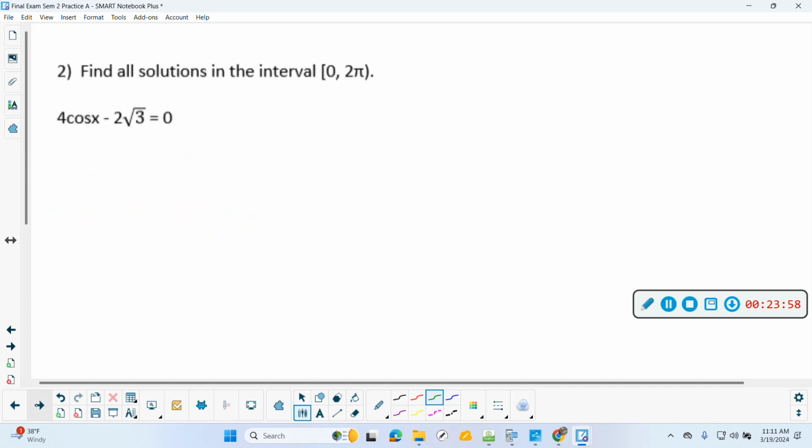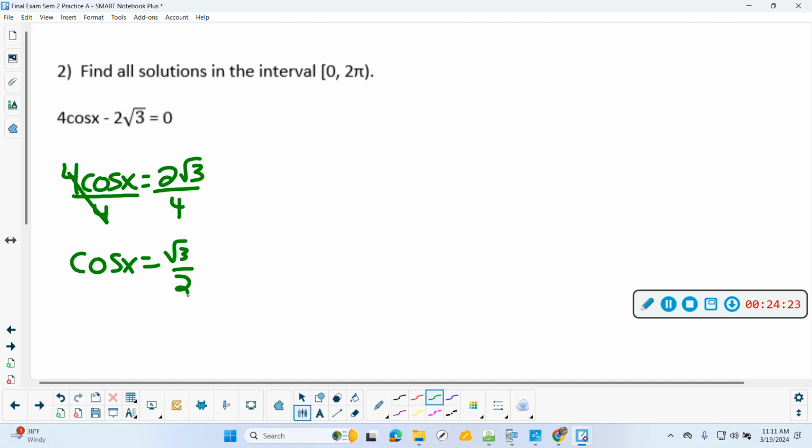Okay, let's do this guy. Find all solutions. Now, we're solving an equation. You should always isolate the variable, just like algebra 1, to start. So we'll get cos x alone. I'm going to add 2 root 3 over and divide off the 4. All right, 2 over 4, let's reduce it to a half, of course.